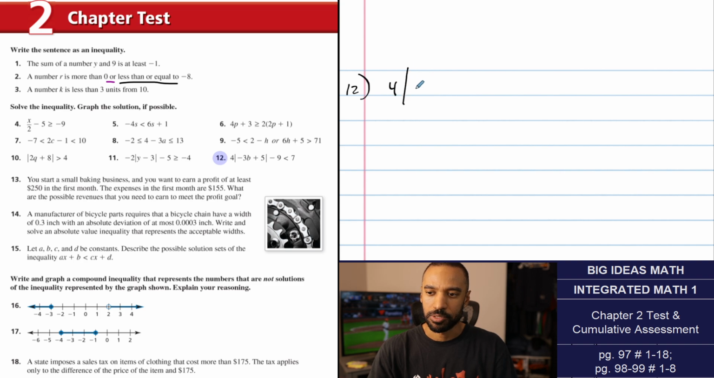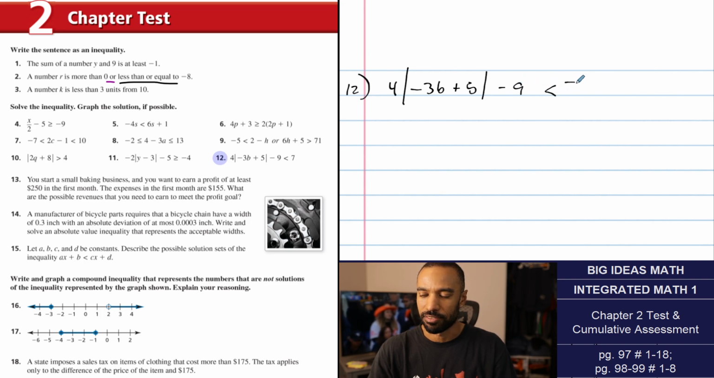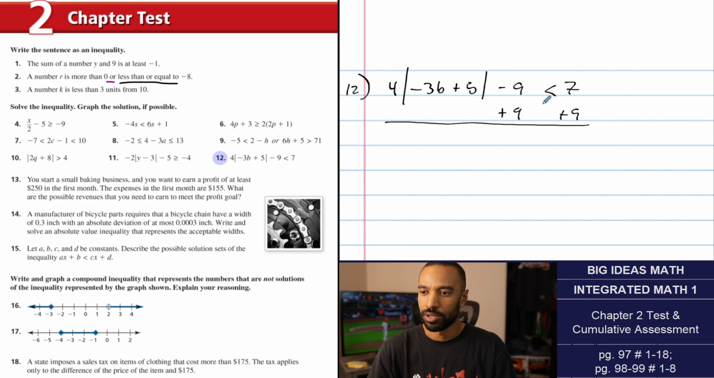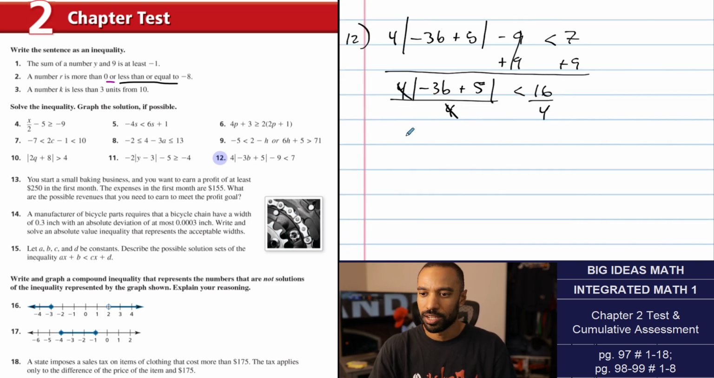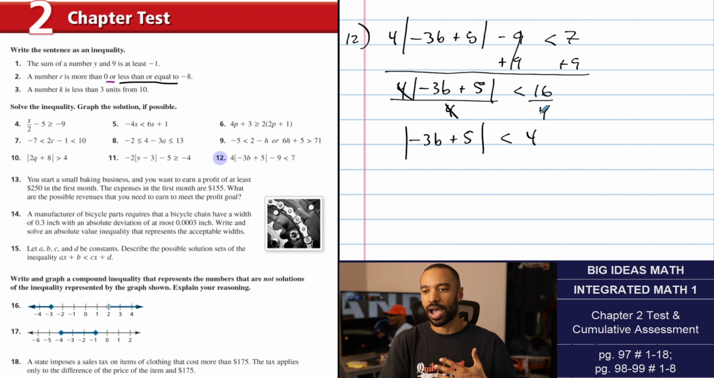We have 4 times the absolute value of negative 3b plus 5. Note the negative with the variable. Minus 9 is less than 7. Let's add 9 to both sides and then divide both sides by 4. And see what brings us truth. Okay, no fraction, no negatives. On the other side, no problem. Okay, we must be less than 4. That means within 4 on either side of this.